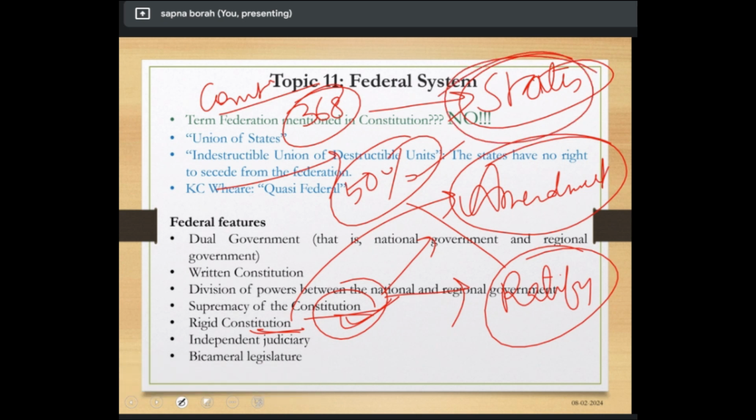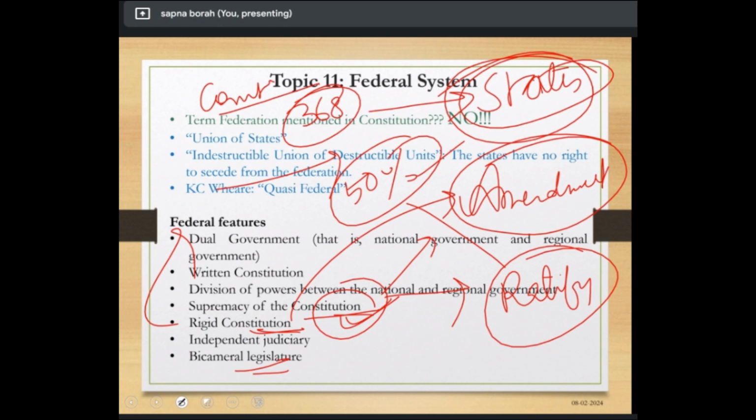See, when the union is divided into states, that is a federal feature. I hope this is very clear. Independent judiciary, again, is a federal feature. Why? Because the judiciary is given extra powers in addition to the executive and legislature. Right? So, division of powers.